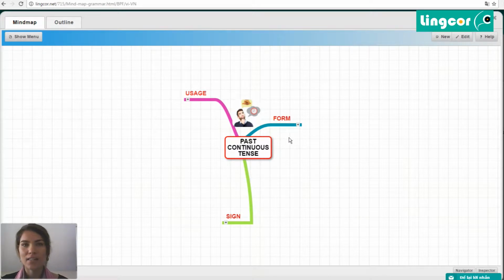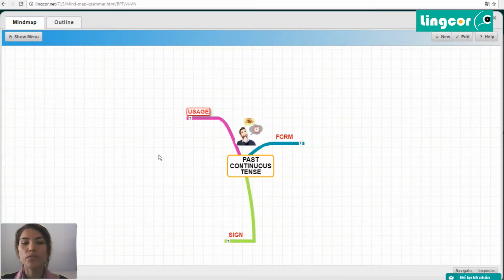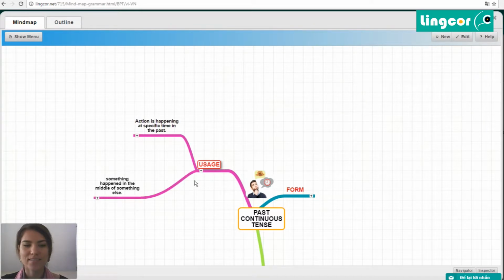So we have three things to talk about today, which is the usage, the form, and some signs to use the past continuous tense. So let's first talk about the usage. When do we use the past continuous tense?